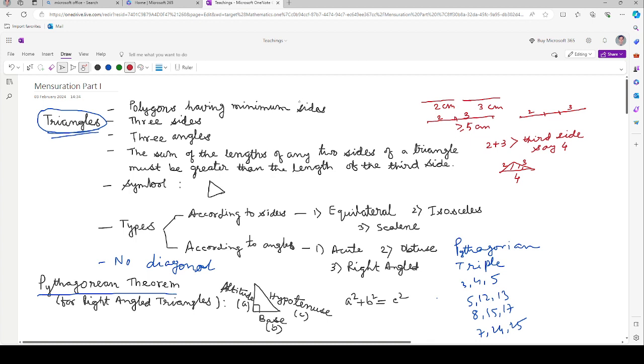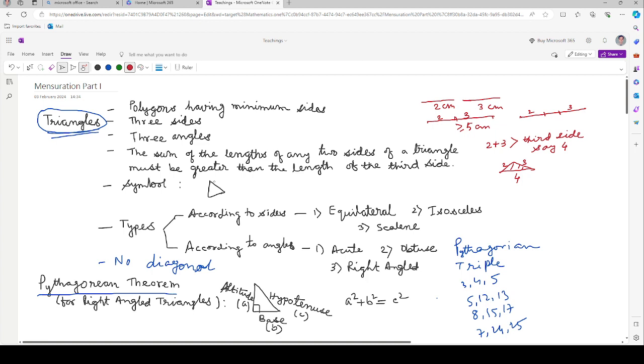And the first point is polygons having minimum sides. We know that fields or figures that have many sides are known as polygons. But three-sided polygons are the triangles. Below that, no figure will be formed. So, the polygon having minimum sides is the triangle.